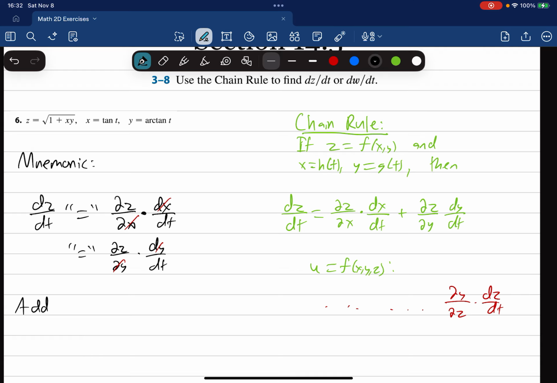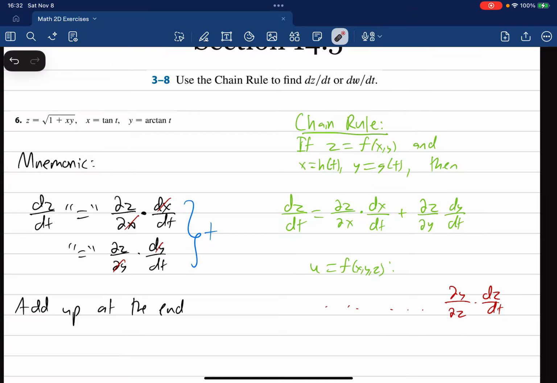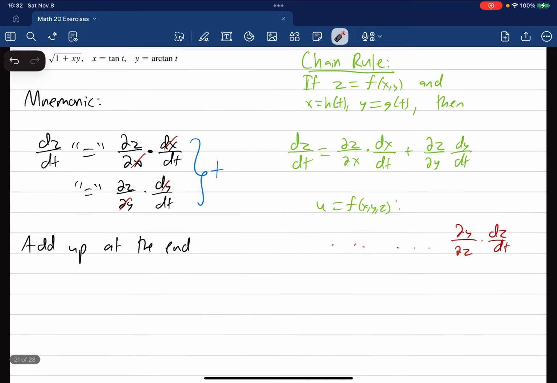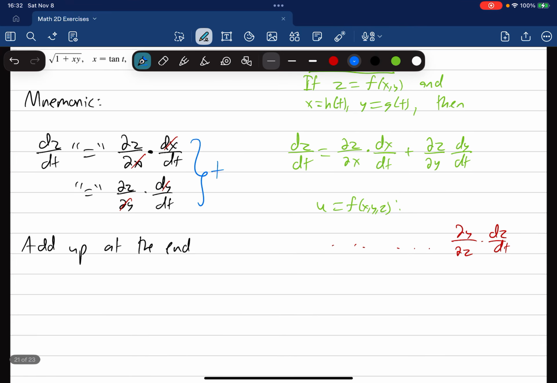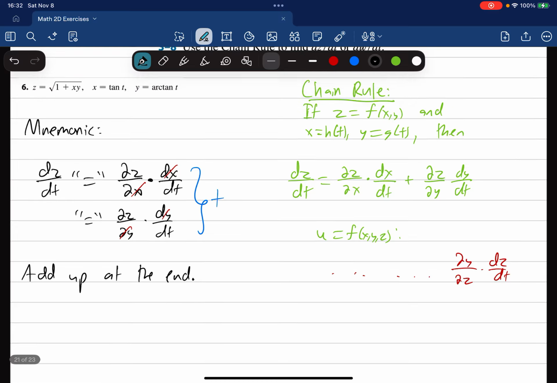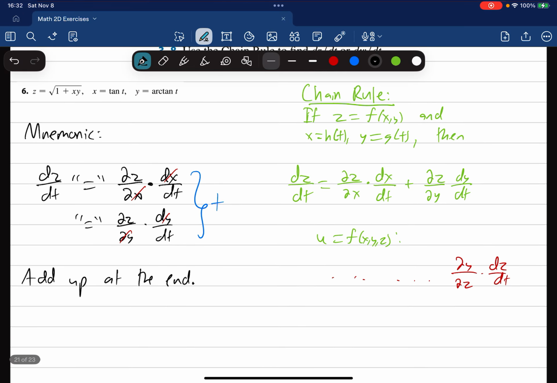And what we're going to do is we're going to add these up at the end to get our usual chain rule here. Okay, so marching forward, let's now actually calculate this derivative.